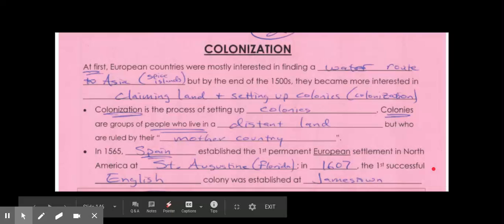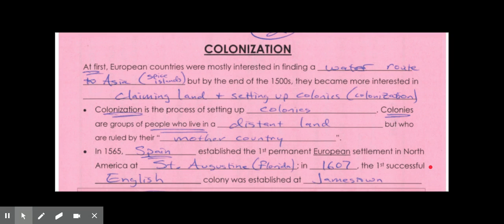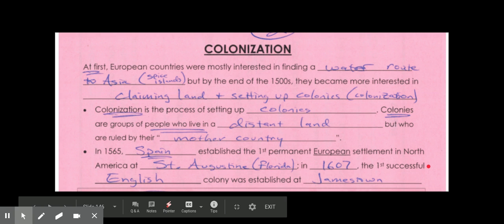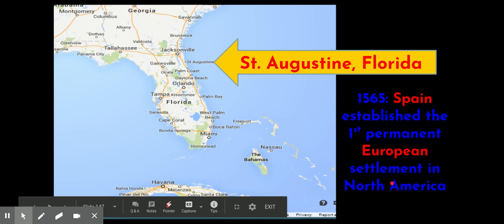The one which we'll talk about more this year, because we're mostly focused on the English, because they will become the colonies that become the United States. In 1607, they're going to set up the first English colony in what is Jamestown, Virginia. St. Augustine, Florida. There it is.